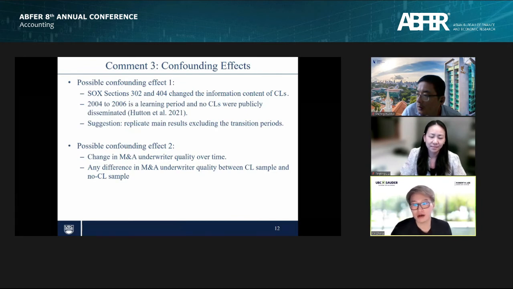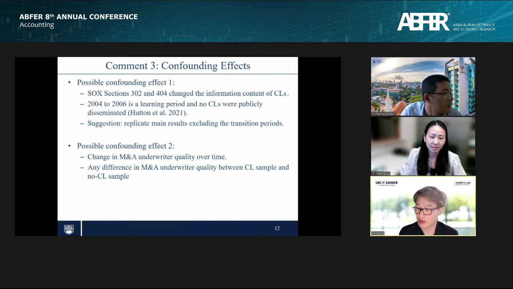The second possible confounding effect would be, are there any changes in M&A underwriter quality over time, or any differences in M&A underwriter quality between the comment letter sample versus the no comment letter sample? Because they could potentially lead to different outcomes that you are looking at, okay?